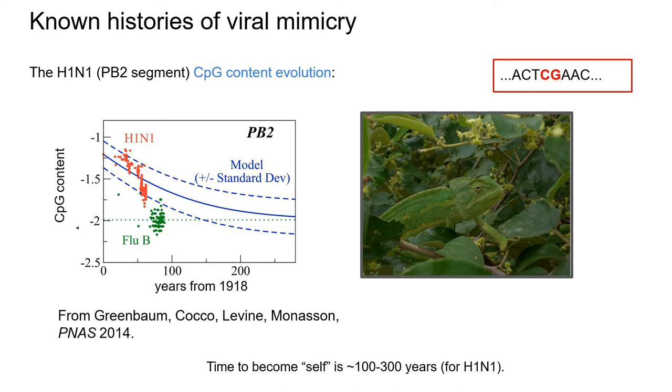And here you can see that the model assumes that the virus is evolving toward an equilibrium point. We can understand what these equilibrium points are, because they are the CpG content, for instance, of viruses which evolved in contact with the host for a long time. Here, there is the example of influenza B.